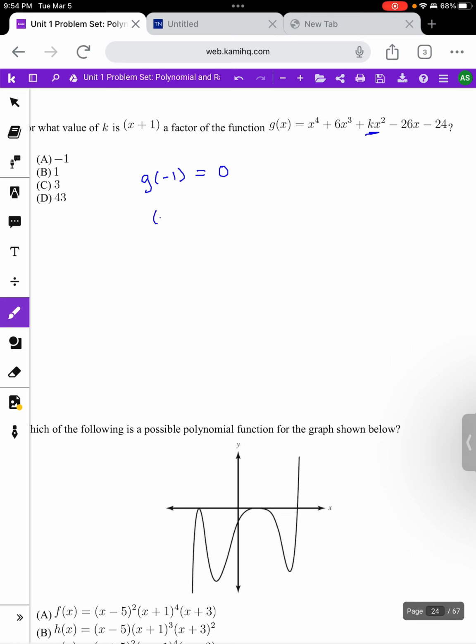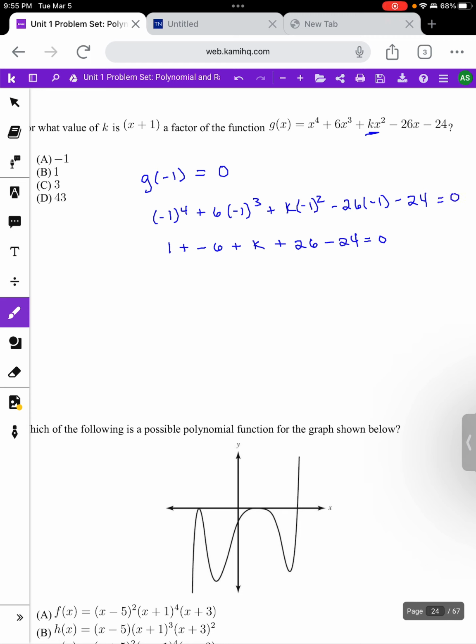So I have negative 1 to the 4th plus 6 times negative 1 to the 3rd plus k times negative 1 squared minus 26 times negative 1 minus 24. So here I get positive 1 plus negative 6 plus k plus 26 minus 24. When I get all of those, that has to equal 0.